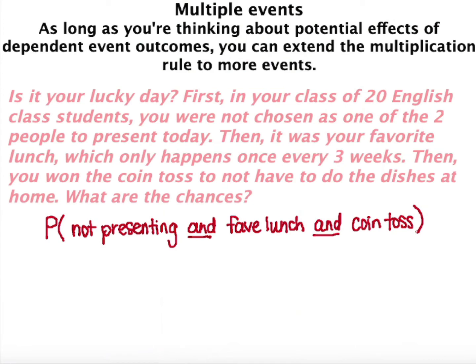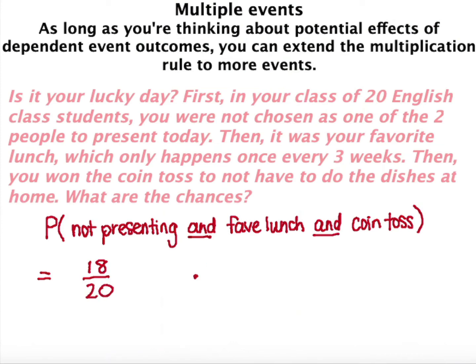I'm thinking that these would be independent events because presentations and lunches and doing the dishes at home would not really change the probability of each other. So we should be able to simply take the probability of each and multiply them. So probability of not having to present, 2 out of the 20 had to, so the complement of that would be you were one of 18 out of 20, and "and" means times.